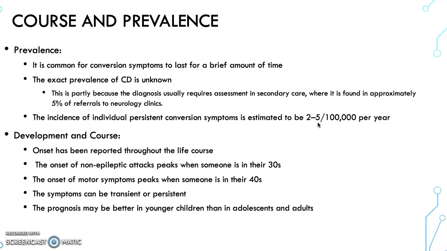conversion disorder symptoms. And for the development and course, onset has been reported throughout the life course. The onset of non-epileptic attacks, which means people who aren't having seizures, peaks when someone's in their 30s. And the onset of motor symptoms peaks when someone's in their 40s. And the symptoms can be transient or persistent. Transient just means that they last for a brief amount of time, and persistent means that they're reoccurring. And the prognosis may be better in younger children than it is in adolescents and adults.